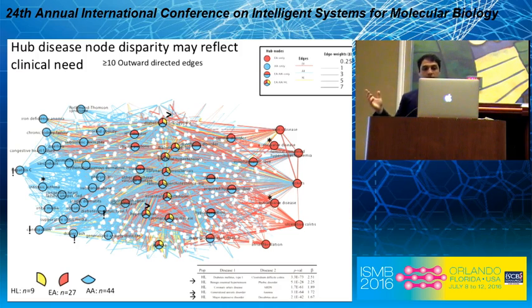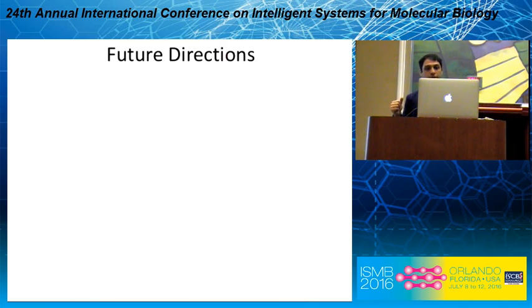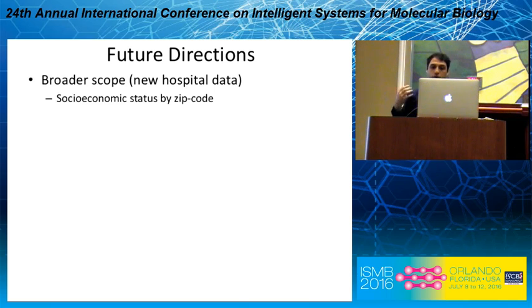So with these findings, we have a lot of future actions that we're already in the process of doing. First off, Mount Sinai just joined a Health Partners Consortium where they have centers in different boroughs. So we're going to get a broader scope of data, new hospital data, and we're also going to control for socioeconomic factors within the data that we already have.